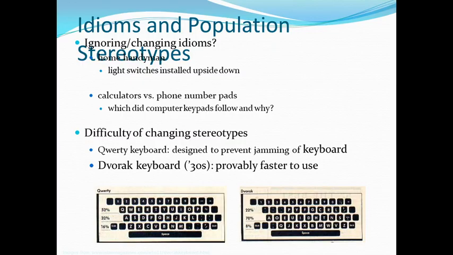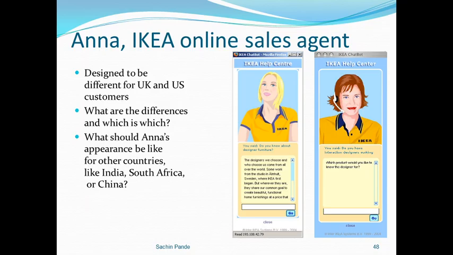So they are not going to collide with each other, so they have different orientation and different angle. So there come these chatbots or the demo versions. So Anna Eka online sales agent is designed to be different for UK and for US. So what are the differences, and what should Anna's appearance be like for countries like India, South Africa and China? So this is how, if you can see the left hand image and the right hand image.